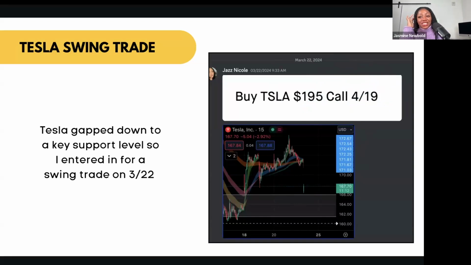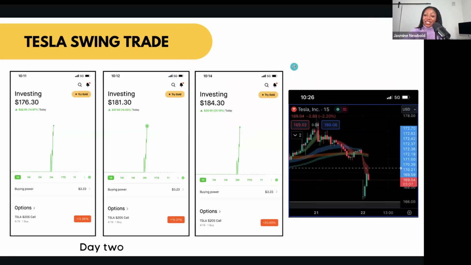And now, y'all, I'm having so much FOMO. Because if I show y'all Tesla, like literally right now, if I would have held this, I would have made so much money. Because Tesla had a huge run up today. Huge run up today. It ran up like $13. So this is a swing trade from the 22nd of March. So I got in. If I could zoom in here. I go up and then came back down because of this right here.